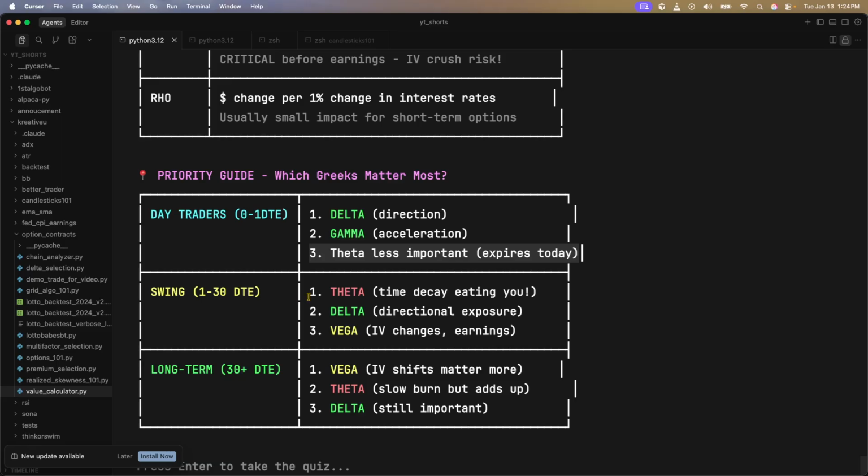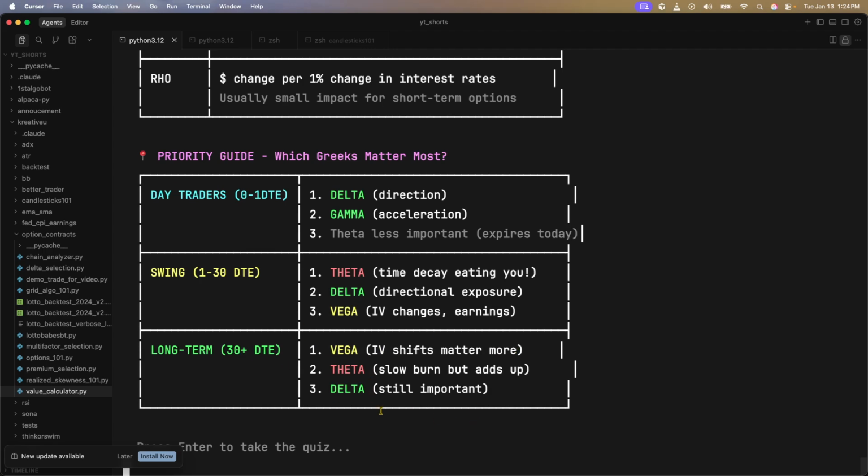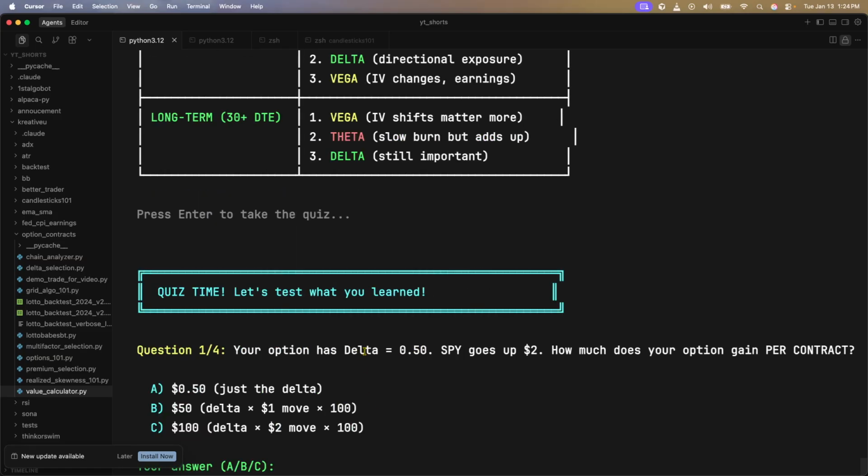For swing traders, it's going to be theta because this is how much money you're losing per day. Delta, the directional exposure, and then Vega, which is the exposure to IV changes from earnings. And then long-term traders, monthly contracts, semi-annual, yearly contracts, right? Vega, theta, and then delta. So let's go ahead and jump into our quiz.